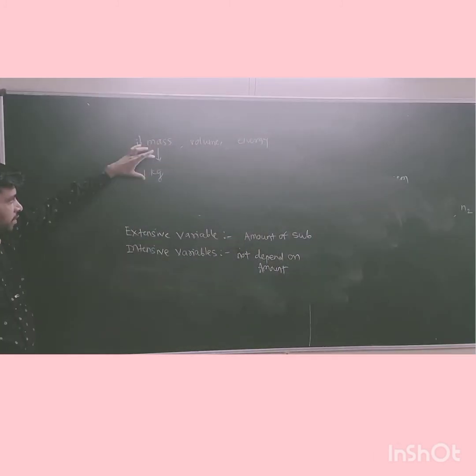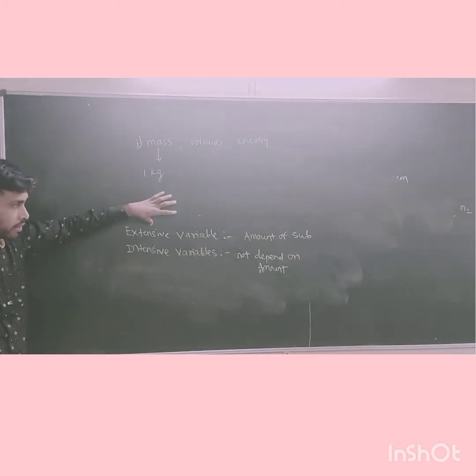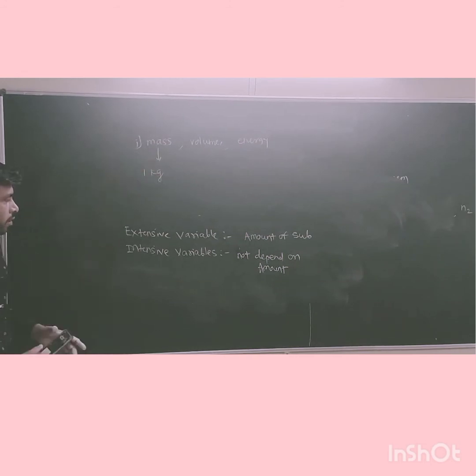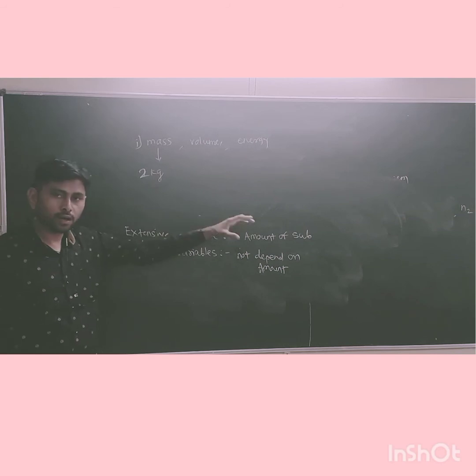Mass is a variable, 1 kg. That is why we call it an extensive variable, because we have taken 1 kg of mass. If we change the amount of substance, and instead of 1 kg we take 2 kg, this variable changes. So an extensive variable changes because it depends on the amount of substance.